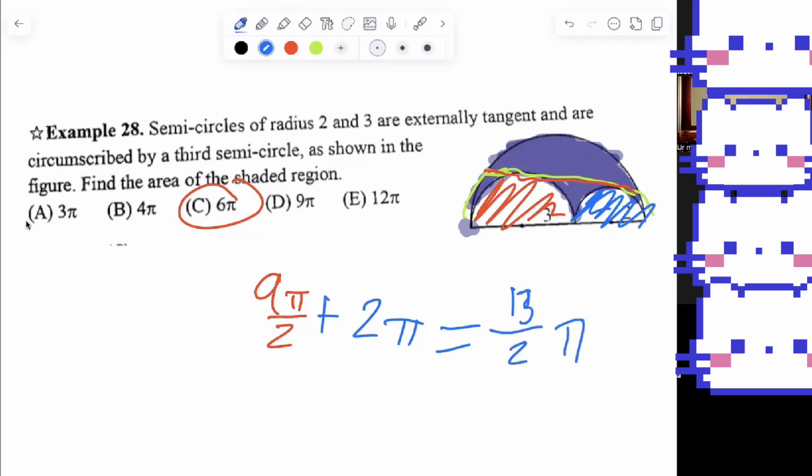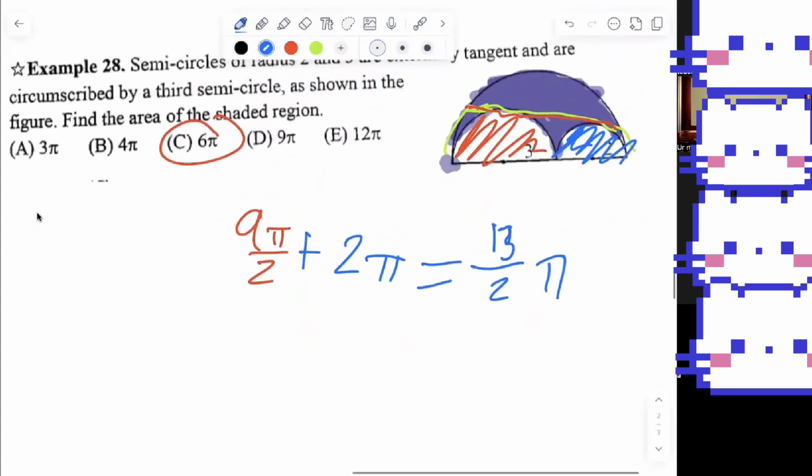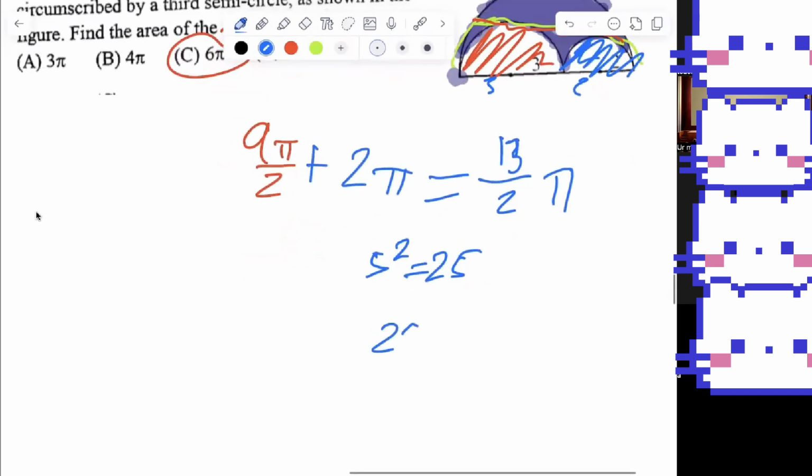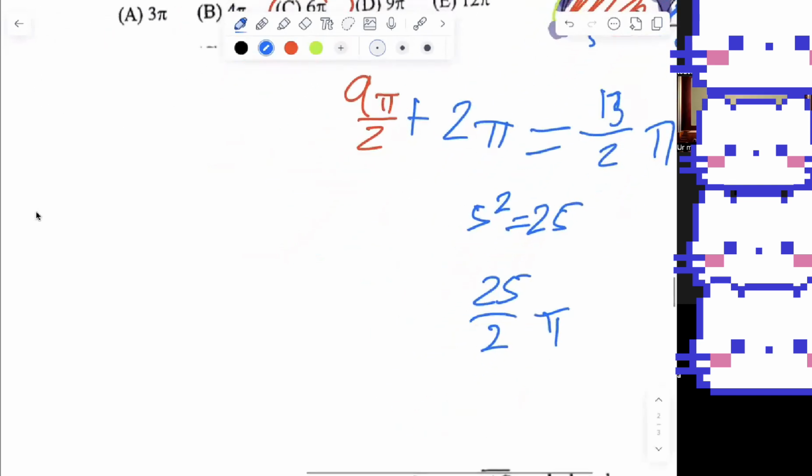And then the area of the entire thing is going to be 25 pi over 2, because that's a half circle and this is 3, this is 2. Add that all up, you get 10 as total. 10 divided by 2 is 5, which means the radius is 5. 5 squared is 25. And the area of the half circle of the entire figure is 25 over 2 pi. Subtract, get 12 pi.